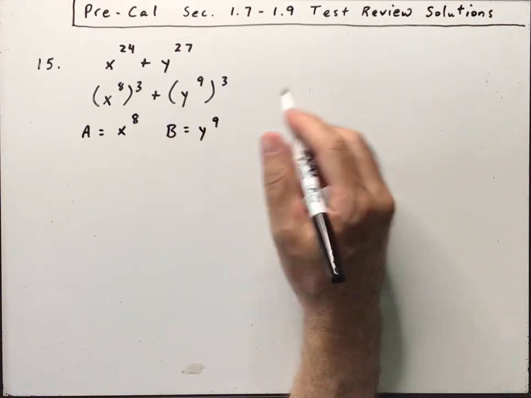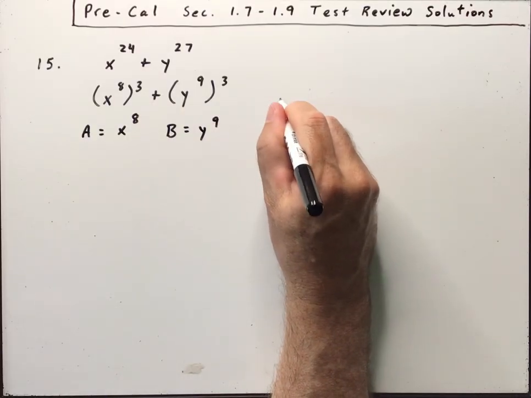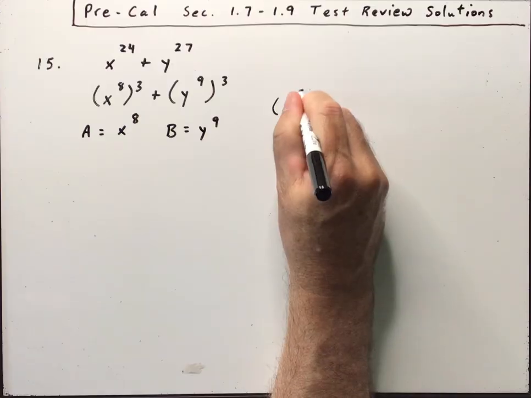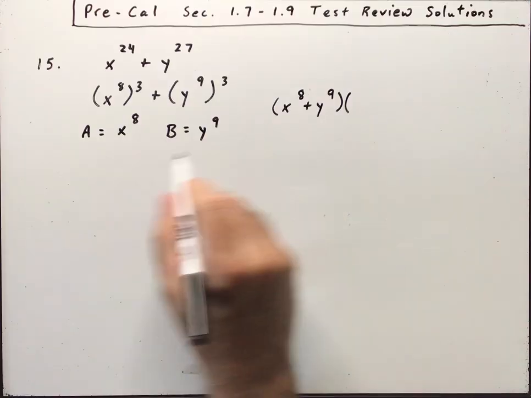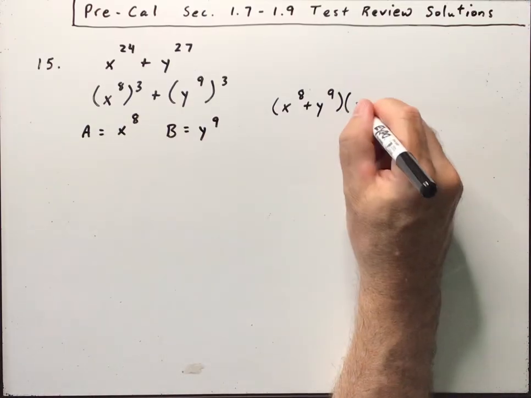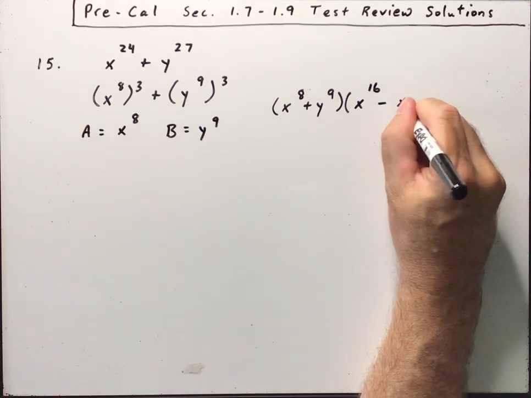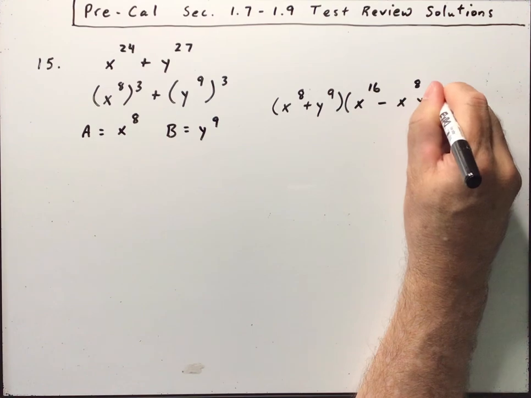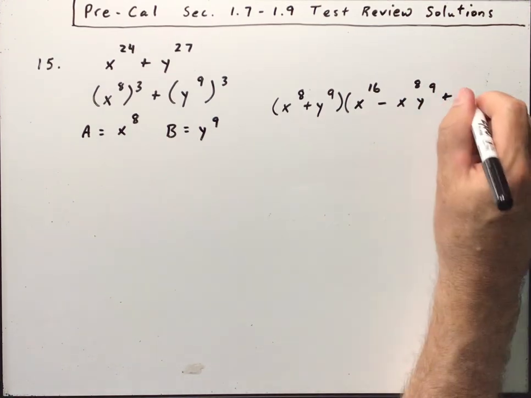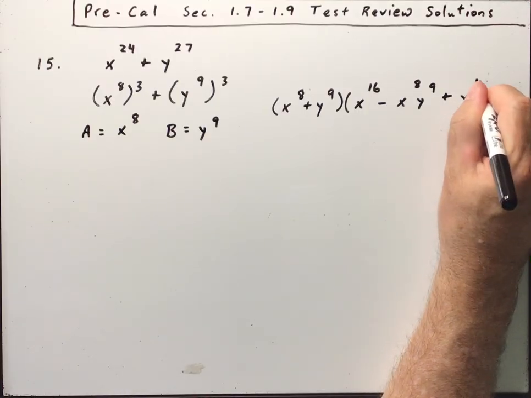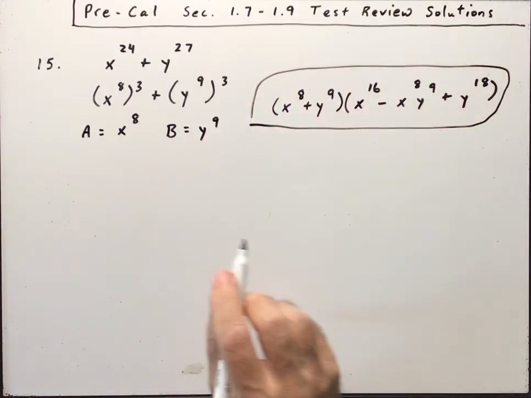So factoring, this is the sum of two perfect cubes. So that's going to be x to the 8th plus y to the 9th times a squared, so that'd be x to the 16th, minus ab, so x to the 8th, y to the 9th, and then plus b squared, which would be y to the 18th. All right, again, looks terrible, but is not bad at all.